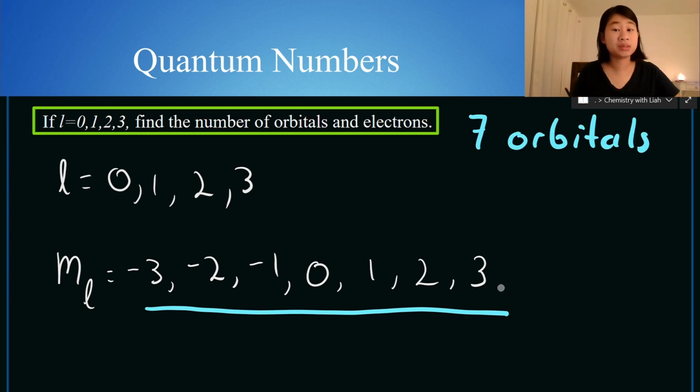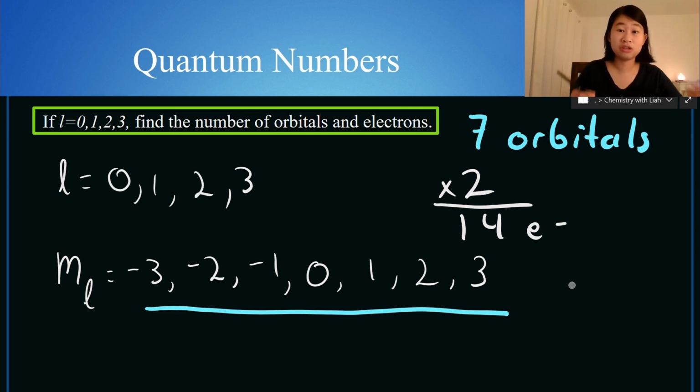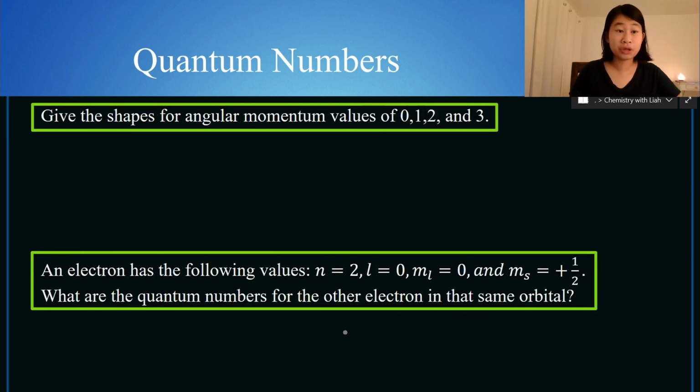Now, to find the maximum number of electrons that could potentially go into these 7 orbitals, all you need to do is multiply 7 times 2 to get 14. And this will be your number of electrons that are possible. So it's your maximum number of electrons that can go into these orbitals. Now try this one on your own. Give the shapes of angular momentum values of 0, 1, 2, and 3.